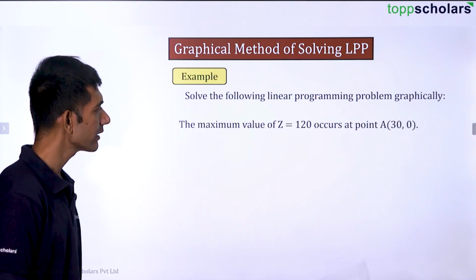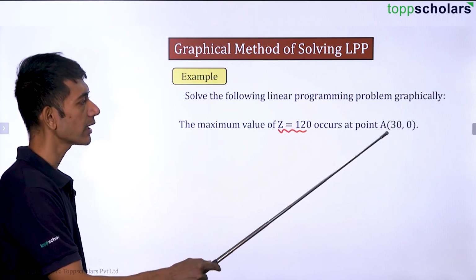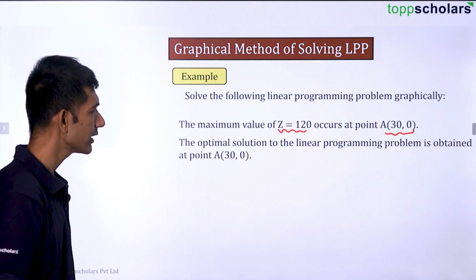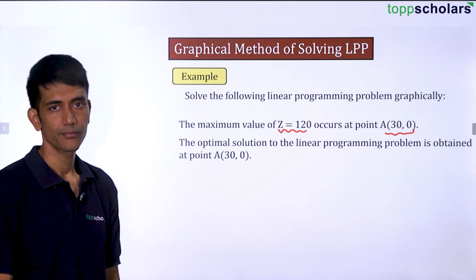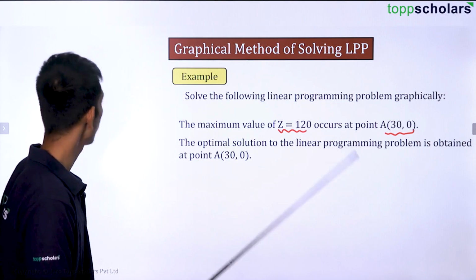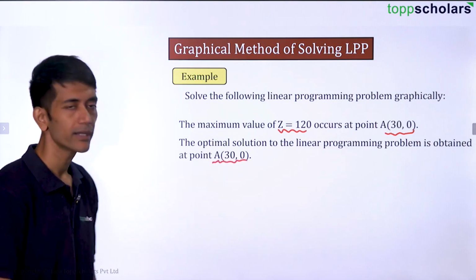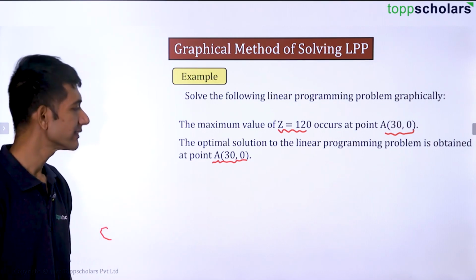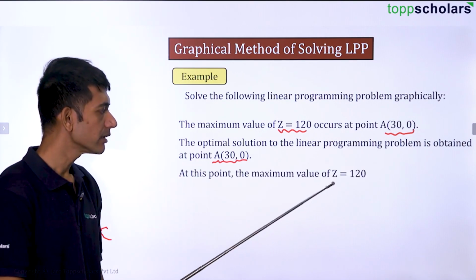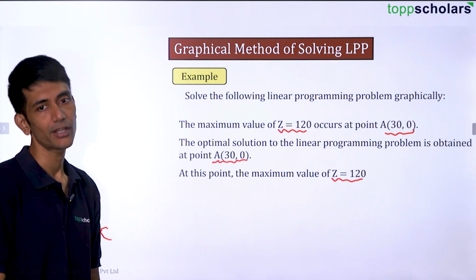So here we can say that the maximum value z, which is equal to 120, is occurring at the point A, (30, 0). So clearly we can say that the optimal solution, the best solution, to this particular linear programming problem is obtained at which point? It is obtained at the point A, whose coordinates are (30, 0). Clear? And at this point, the maximum value is how much? At this point, the maximum value is 120.